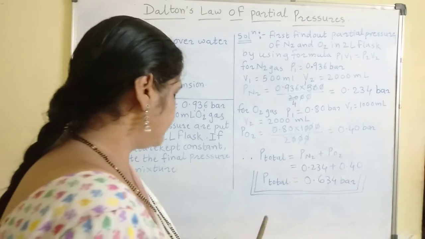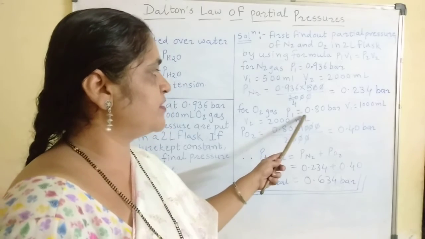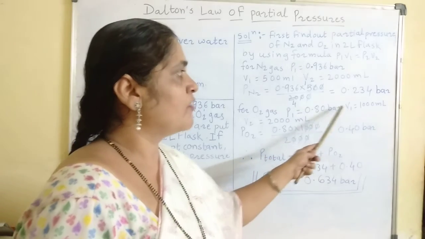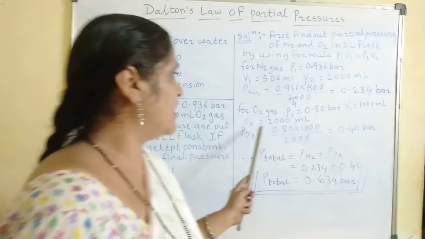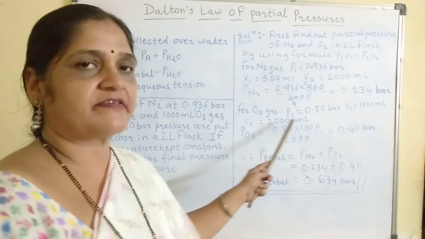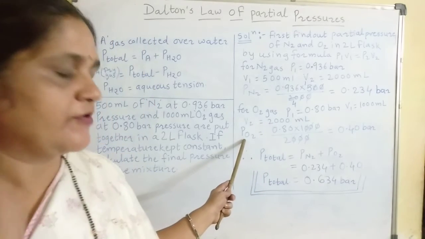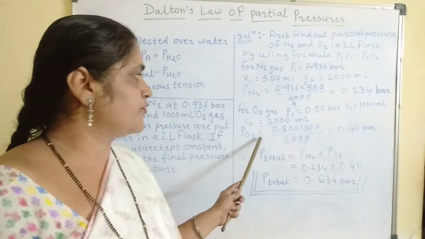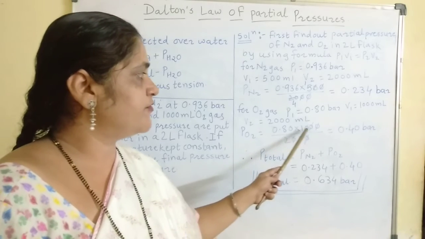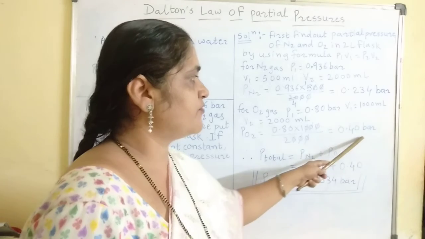Now for oxygen gas we are going to calculate. For oxygen gas, the initial pressure P1 is equal to 0.80 bar, volume 1000 ml, and the volume of the vessel is 2000 ml. 2 liter means 2000 ml. So the partial pressure of O2, that is the P2 value, is equal to 0.80 into 1000 upon 2000. The final answer we have got is 0.40 bar.